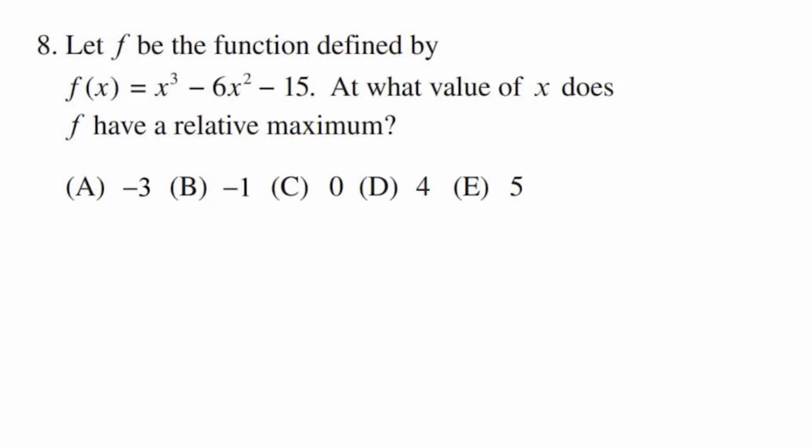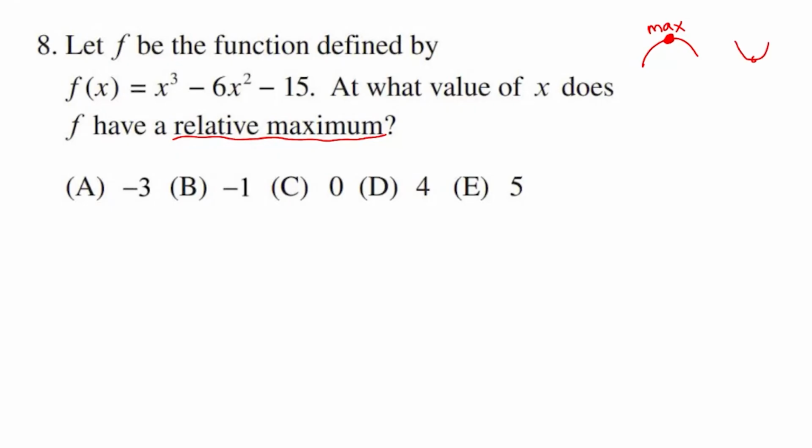Number 8 says, let f be the function defined by f of x equals x cubed minus 6x squared minus 15. At what value of x does f have a relative maximum? So if we're looking for a relative maximum on the graph, we're looking for a point that looks kind of like this. So you'll have a relative max if the function's value is greater than all the points around it.